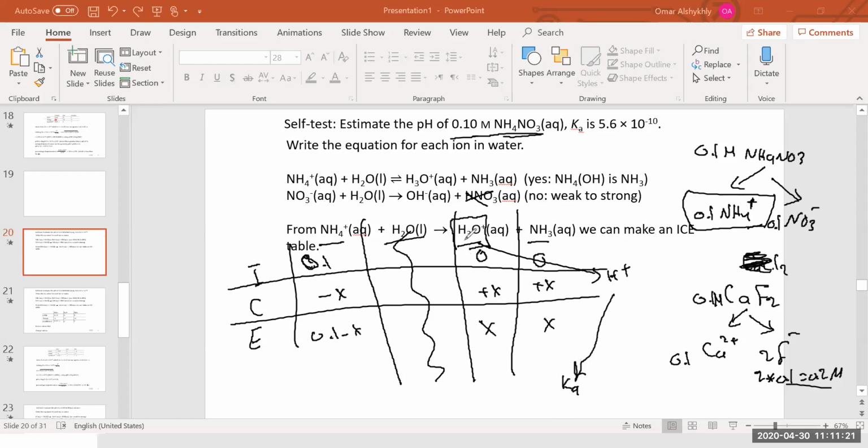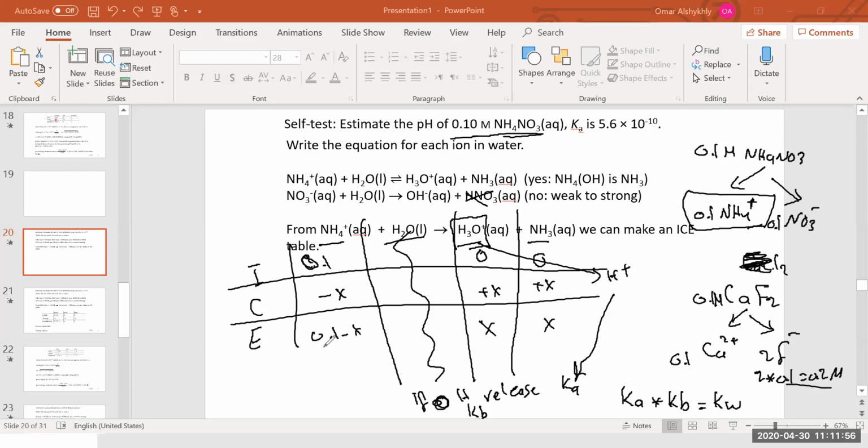If we have OH release, we will use the K sub B, not Ka. In case you don't have the K sub A, it could be a K sub B, for example. Don't forget the relationship: K sub A times K sub B gives you what? Gives you K sub W. So be careful with the situation also.